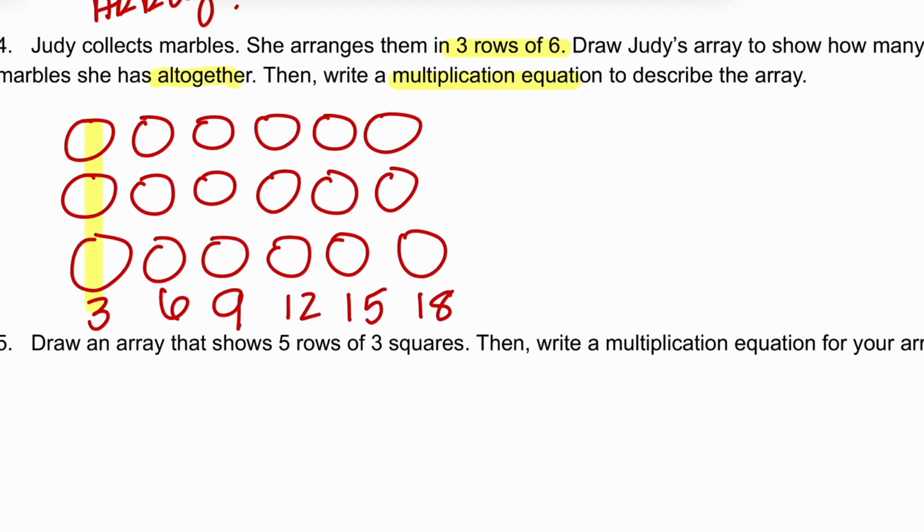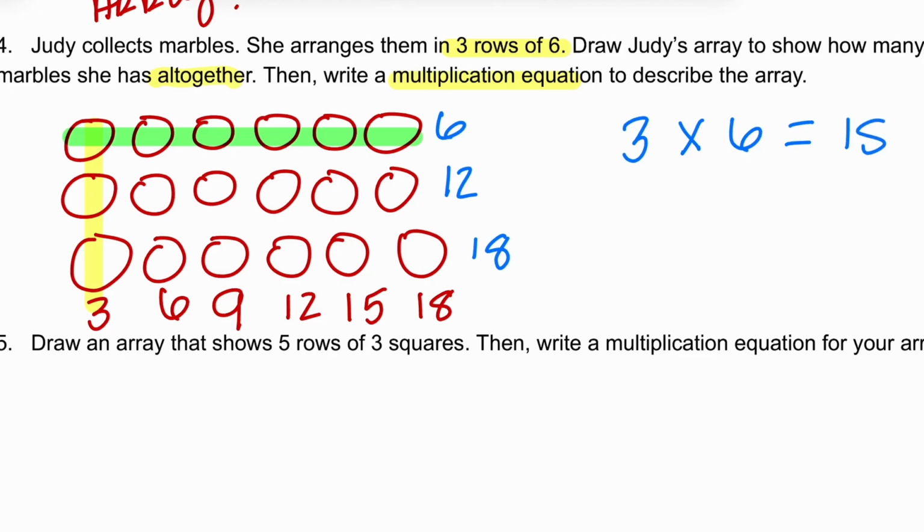You can also skip count by 6s. Let's do that at the top here. 6, 12, and then the last one you have is 18. So I skip counted by going down by using my columns, and I can also skip count by using my rows as well. It's just up to you and your preference. So my multiplication equation will be 3 times 6 equals 18. And the commutative property of that will be 6 times 3 equals 18 as well.